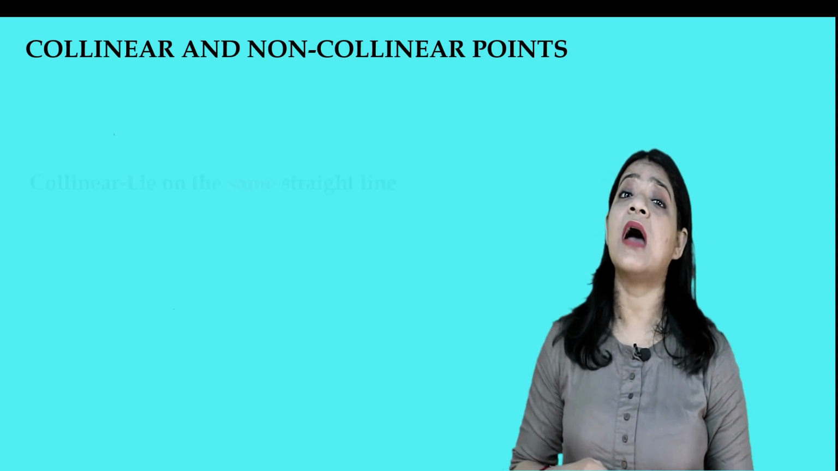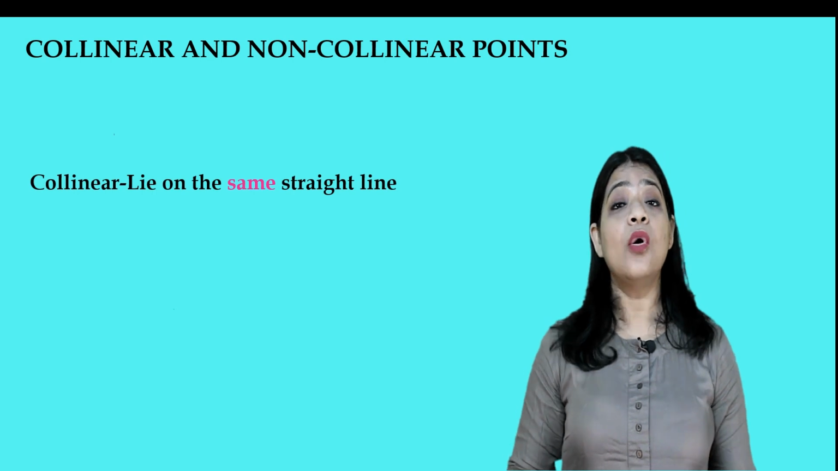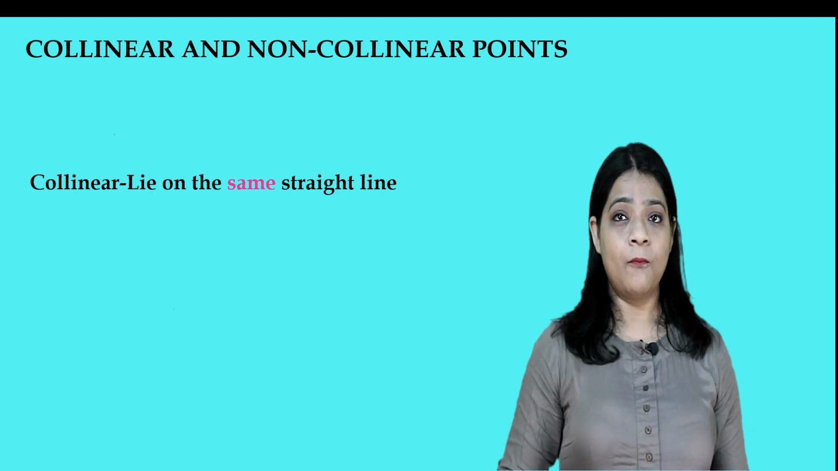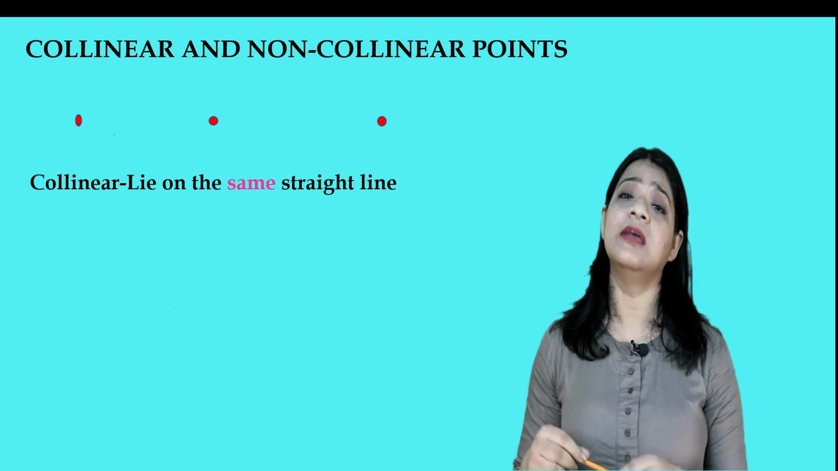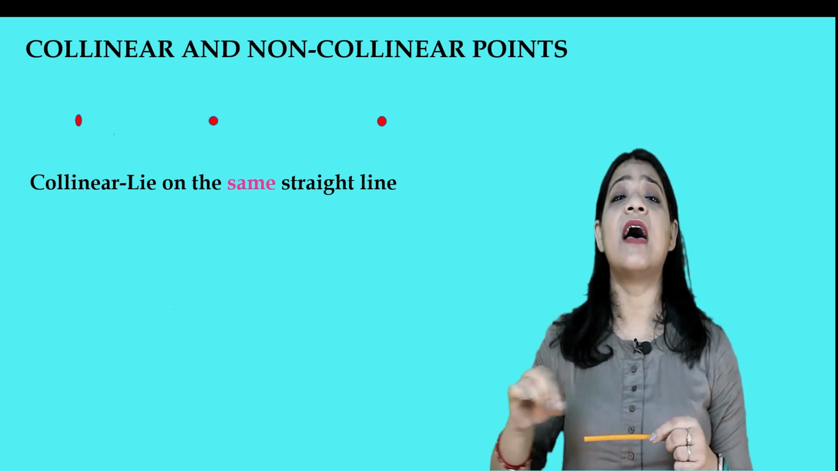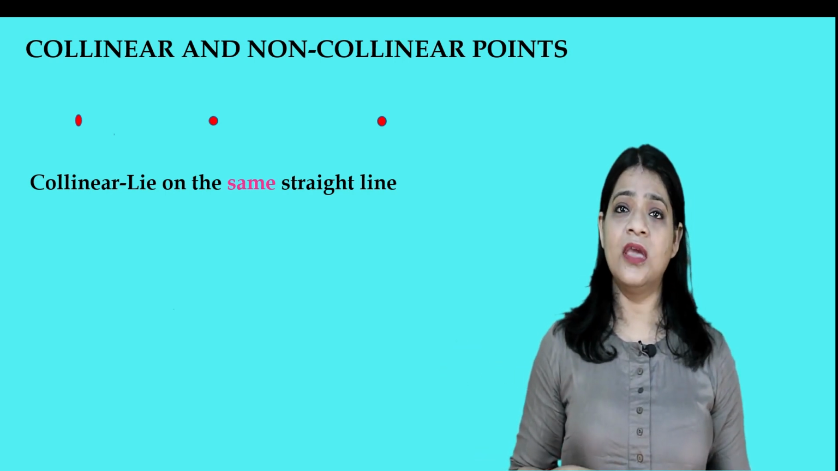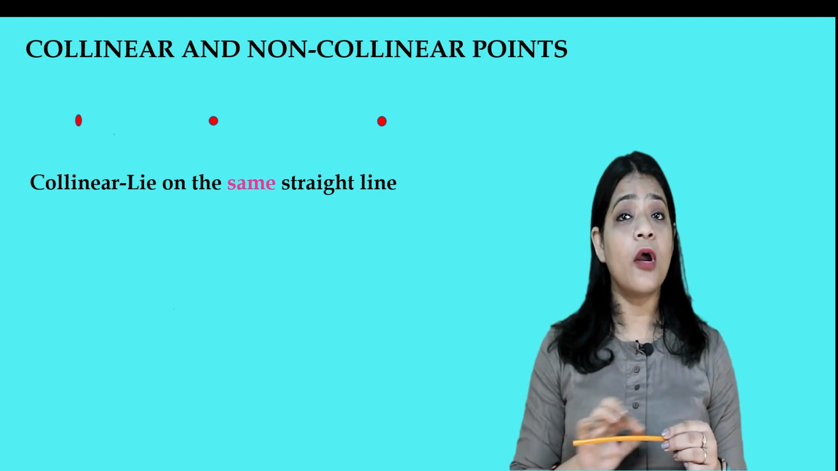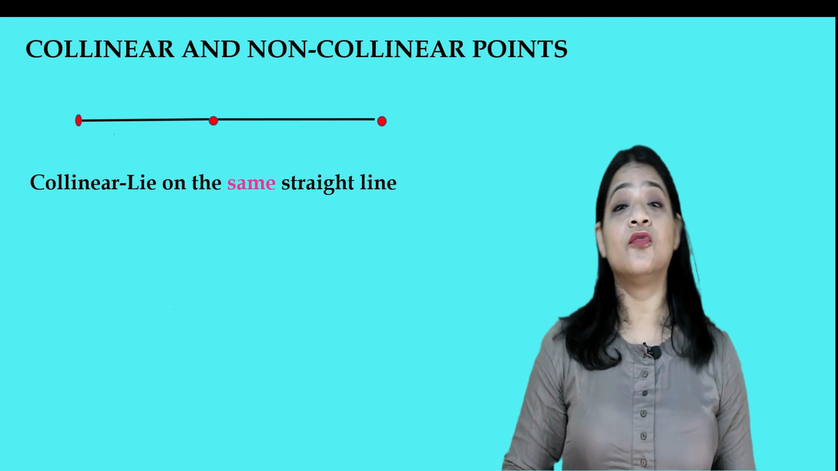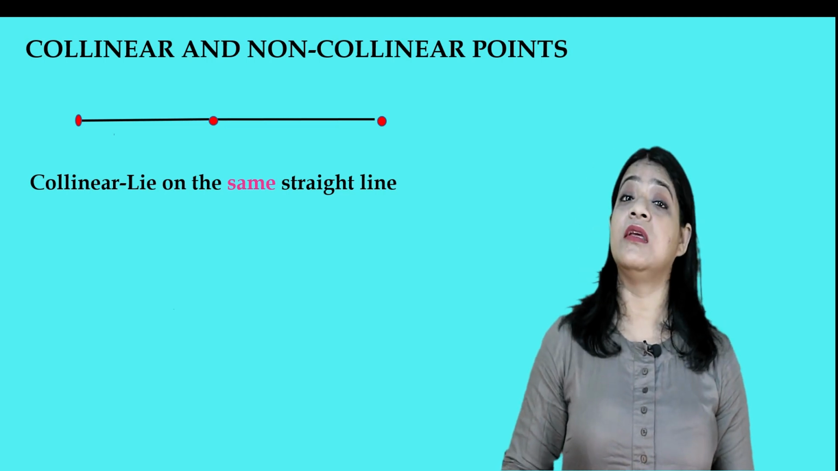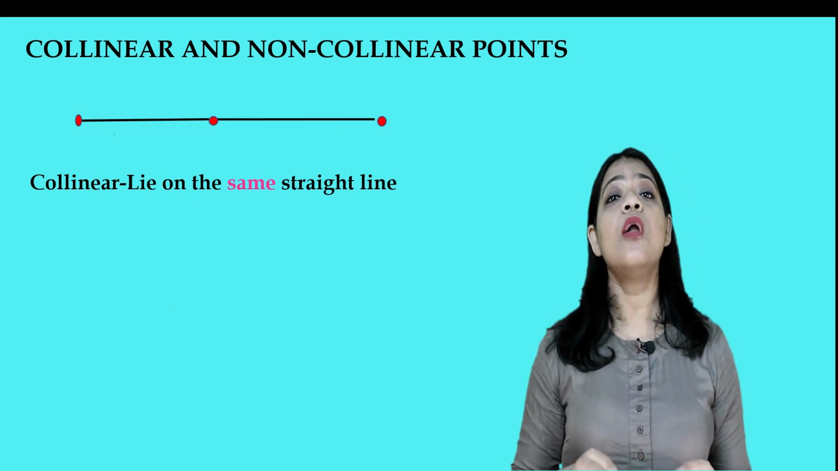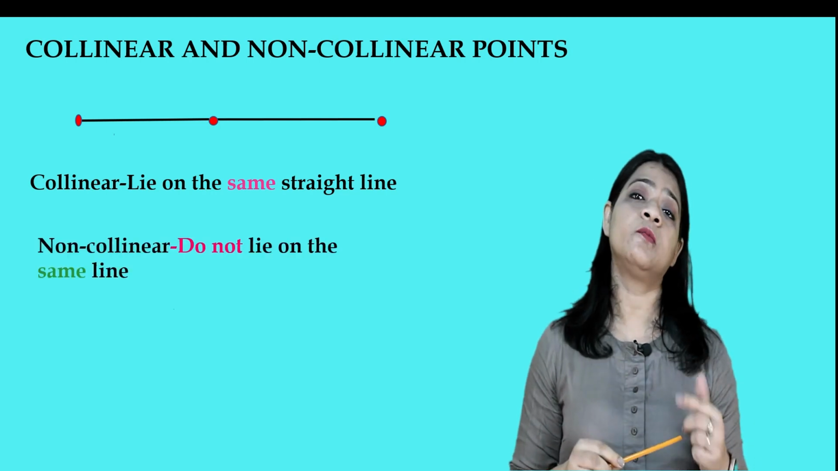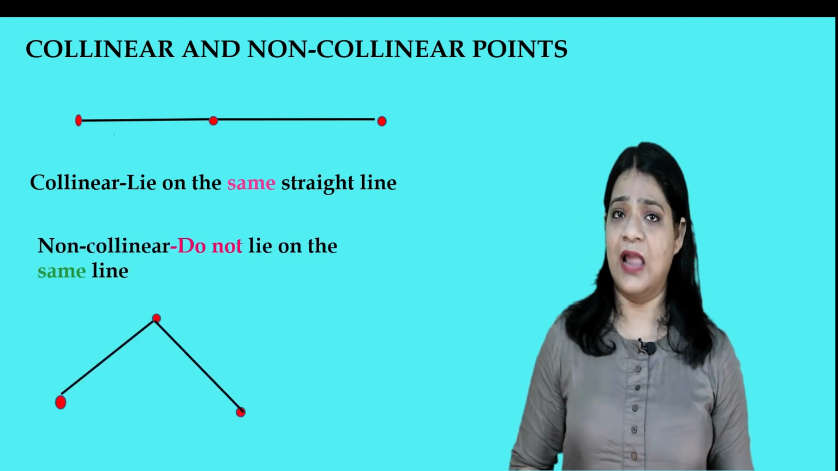Next: what are collinear and non-collinear points? Collinear means lying in a single line. Suppose 3 points are given to you and these points are lying in a line. These are called collinear points. And if you join collinear points, you will always get a line.